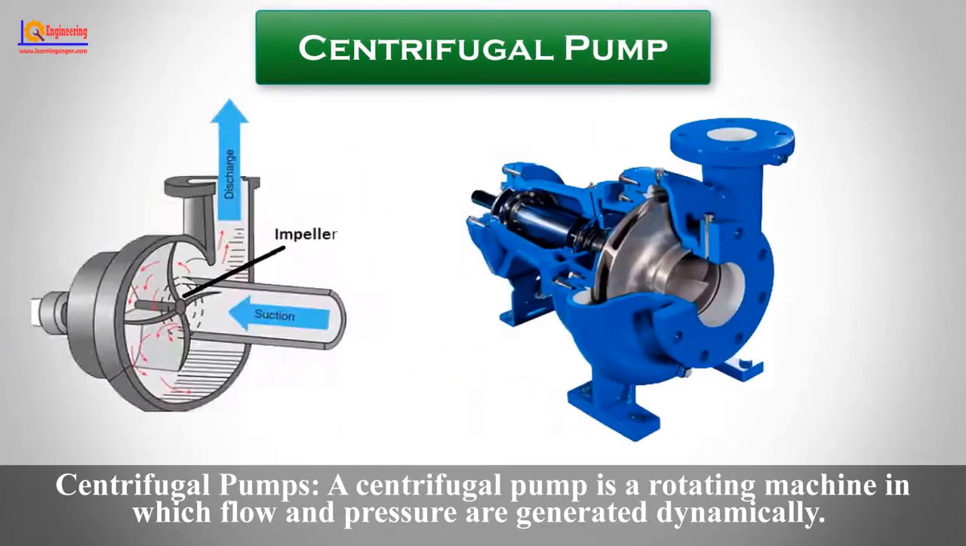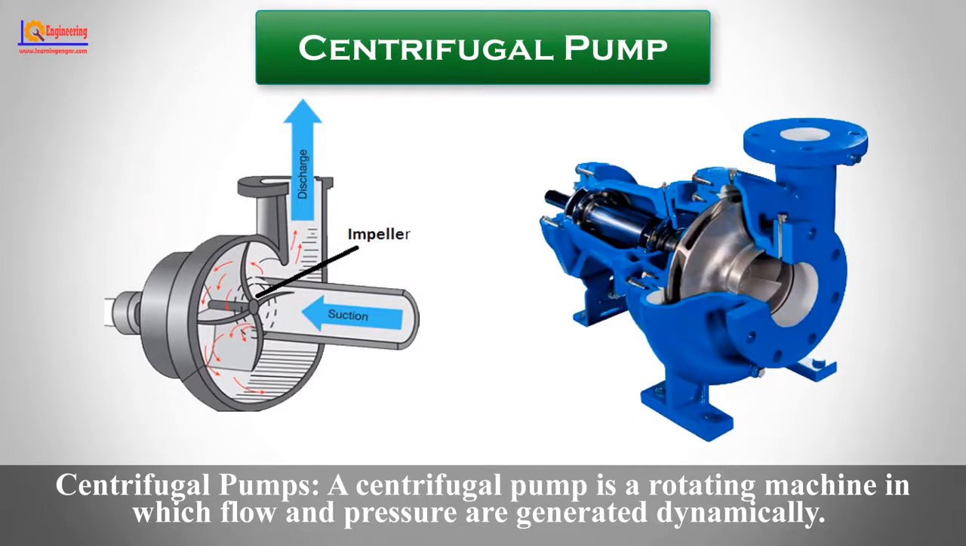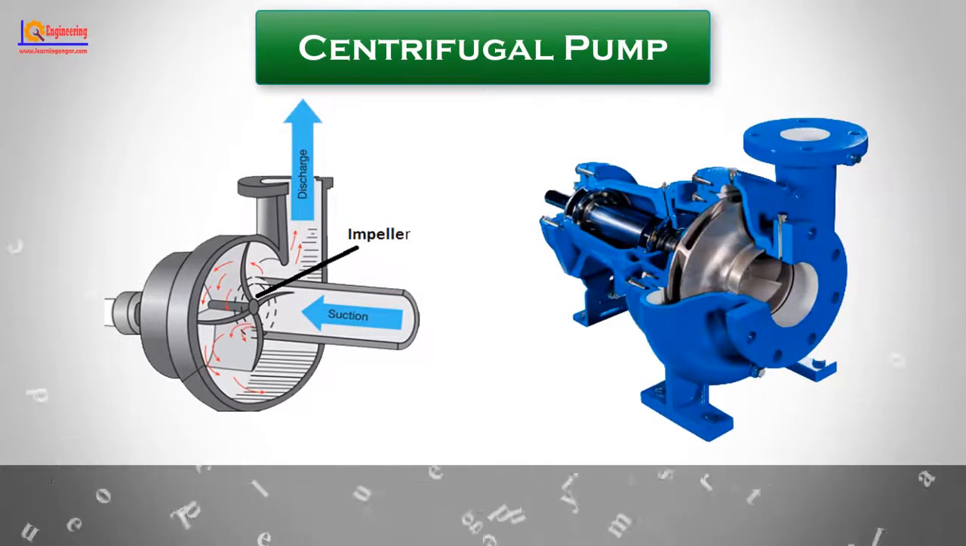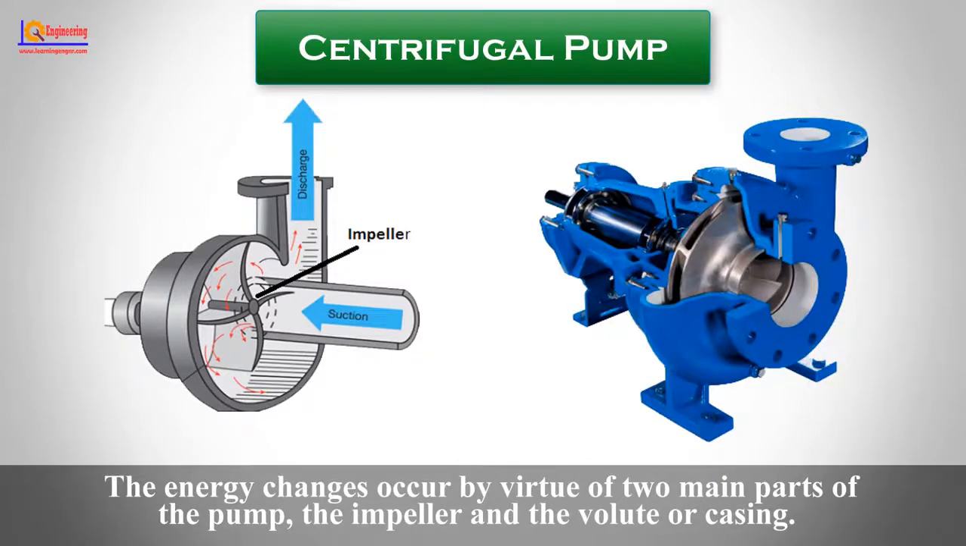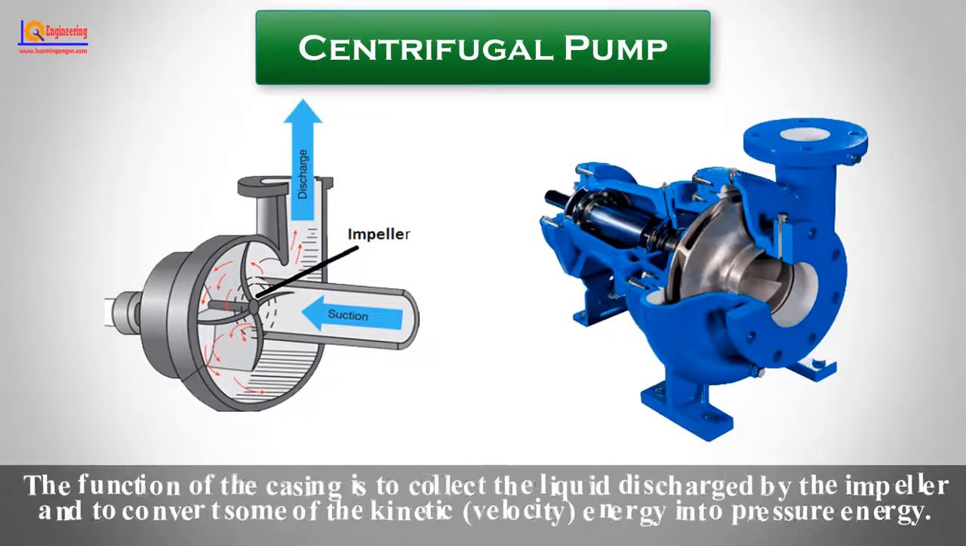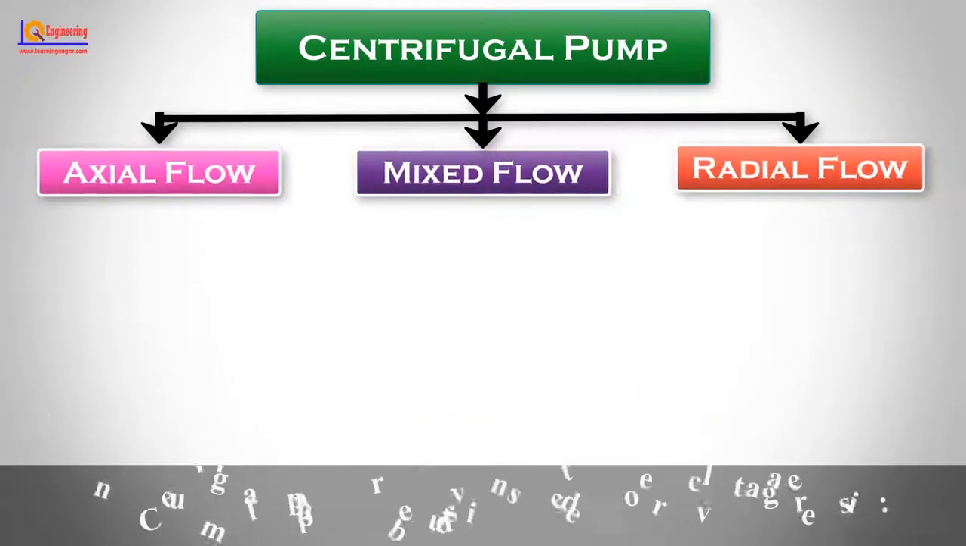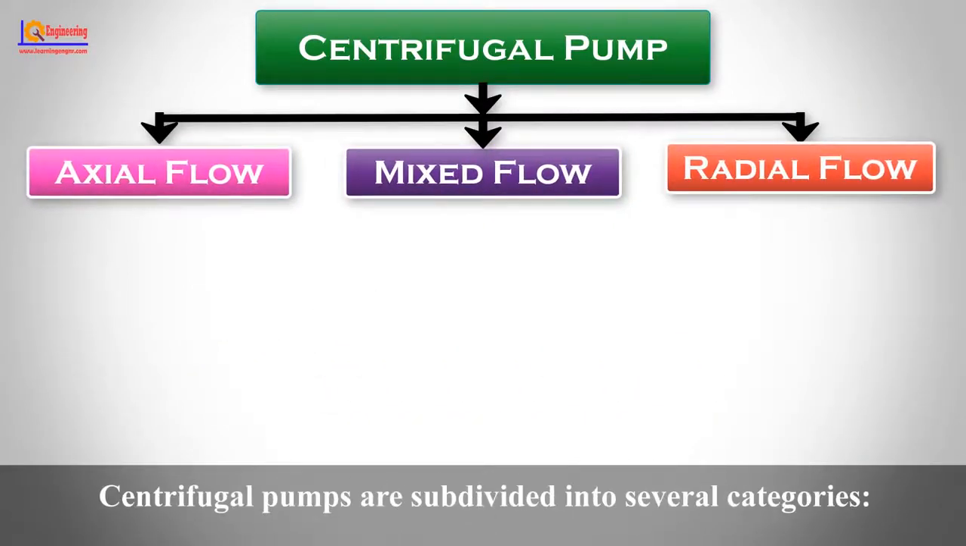Centrifugal pumps. A centrifugal pump is a rotating machine in which flow and pressure are generated dynamically. The energy changes occur by virtue of two main parts of the pump: the impeller and the volute or casing. The function of the casing is to collect the liquid discharged by the impeller and to convert some of the kinetic energy into pressure energy. Centrifugal pumps are subdivided into several categories.